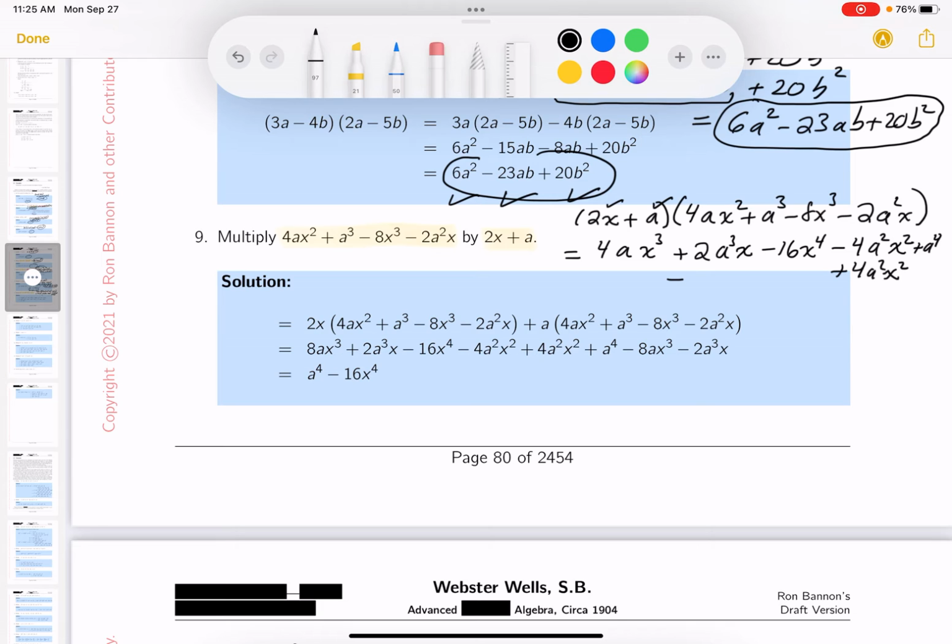I think I made a mistake copying somewhere. Let me take a look and see if I multiplied correctly. First of all, 4. I see it now. 2 times 4 is 8. Sorry about that.